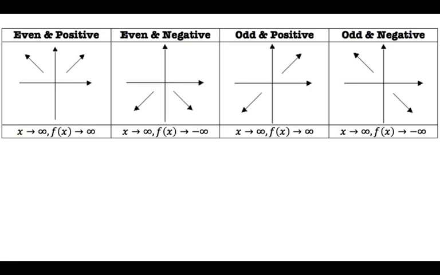So for the first one, even and positive, as x approaches positive infinity, f of x, which is your y's, heads towards positive infinity. Okay, and then the next one, even and negative, as x approaches positive infinity, f of x, which is your y's, heads towards negative infinity. Then the next one, x heads towards positive infinity, f of x heads towards positive infinity. And the last one, as x heads towards positive infinity, f of x heads towards negative infinity.